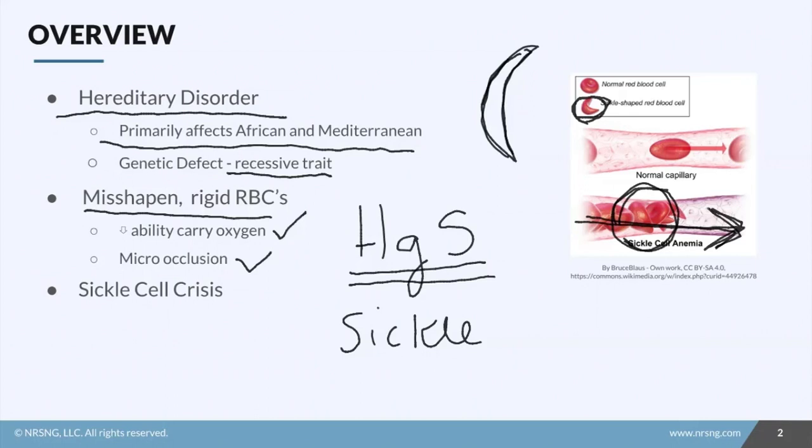When this happens, it's extremely, extremely painful. As we keep talking about this, you'll see that pain is actually the number one symptom that patients complain of. When a lot of cells become sickled and you get clumps of cells gathering in areas, you get what's called a sickle cell crisis. There are a couple of different types of these crises that can occur.